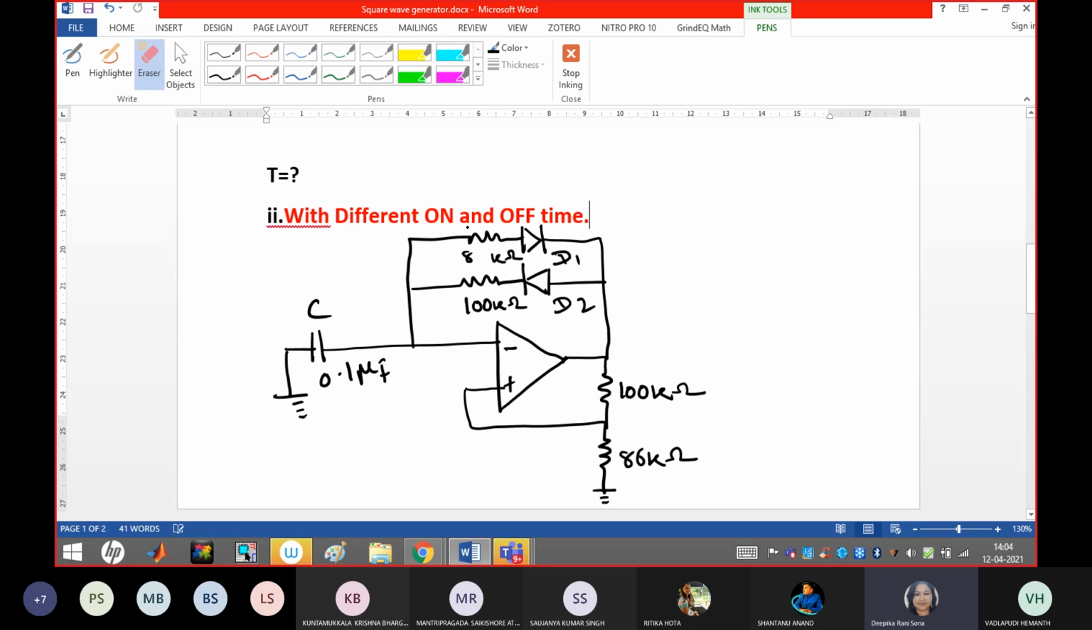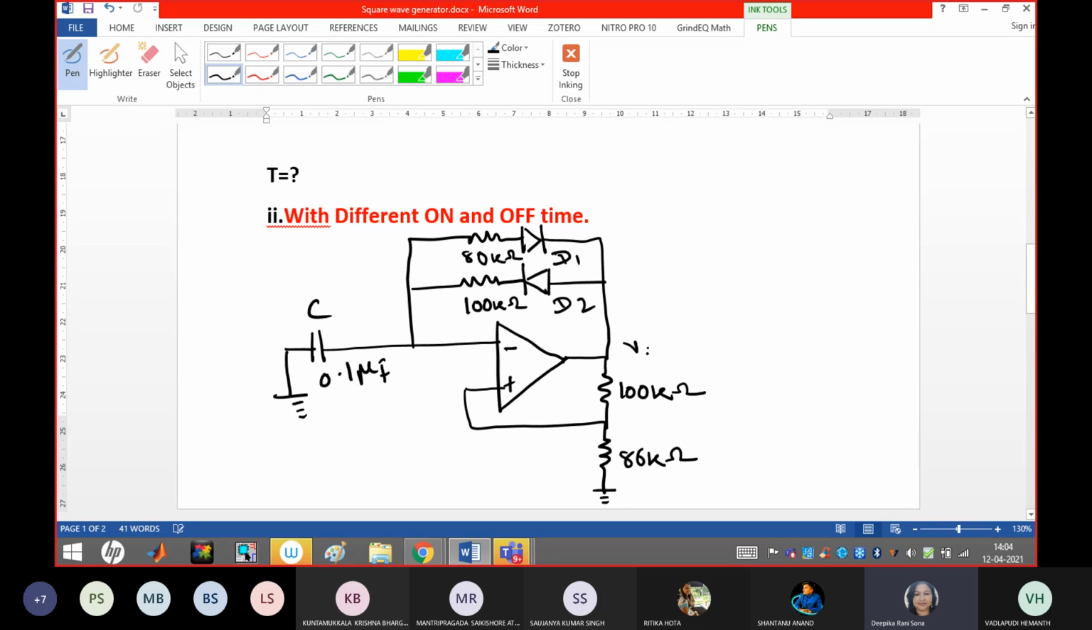So what are the data? Please note down. As usual, same square wave generator, but if you use two additional diodes and one additional resistor, it means the charging and discharging time will be different by the use of these diodes. So if you use that, you may get a rectangular pulse. So this is the job for today, guys.